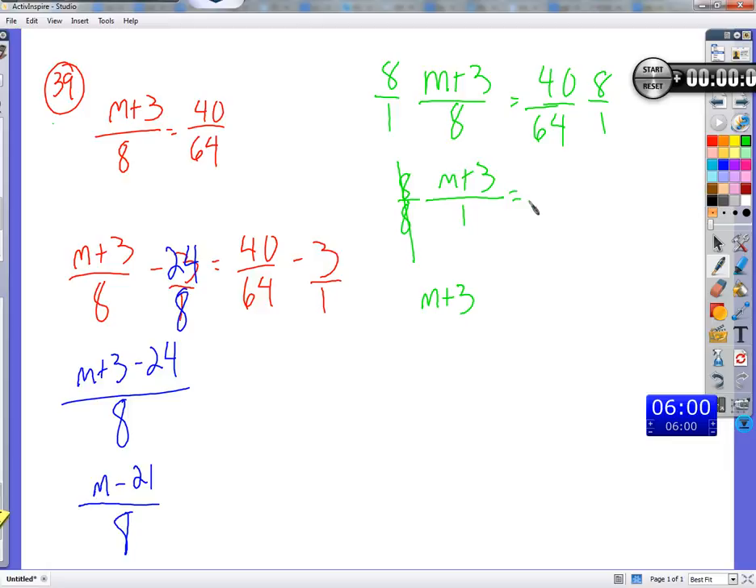And on this side, we multiply by 8 on both sides. 8 over 8 is 1, this is 8. So now we have 40 over 8. 40 over 8 is 5. Okay. We've just done one thing here. We just multiply by 8. Any questions? Jada? No questions.